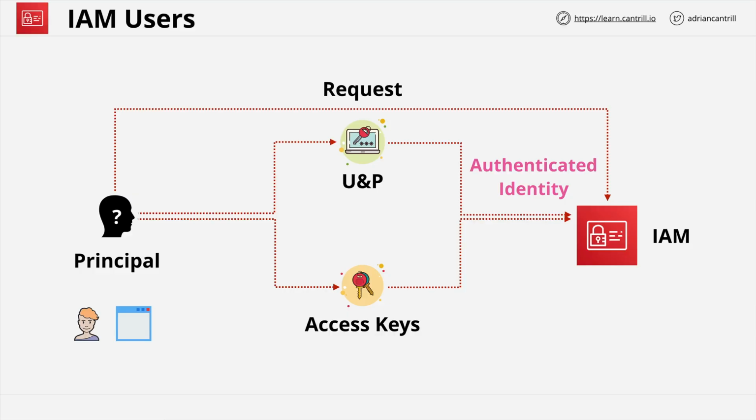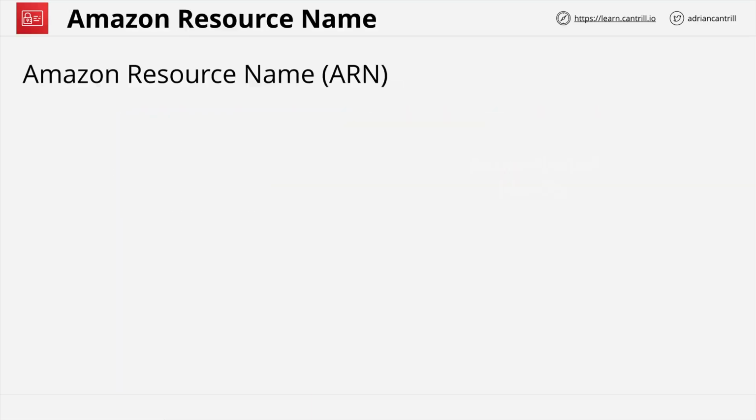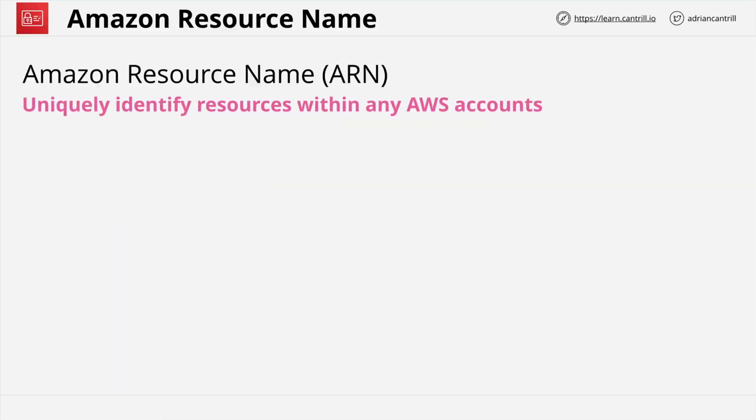Okay, let's move on to the next thing that I want to talk about, which is Amazon Resource Names, or ARNs. ARNs do one thing, and that's to uniquely identify resources within any AWS accounts. When you're working with resources using the command line or APIs, you need a way to refer to these resources in an unambiguous way. ARNs allow you to refer to a single resource if needed, or in some cases, a group of resources using wildcards.